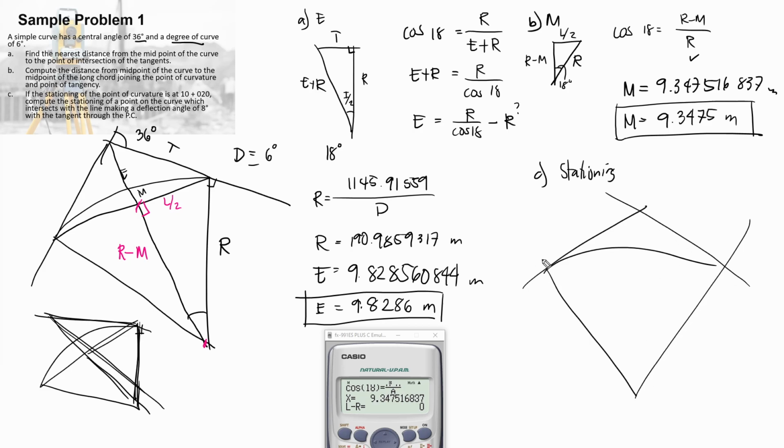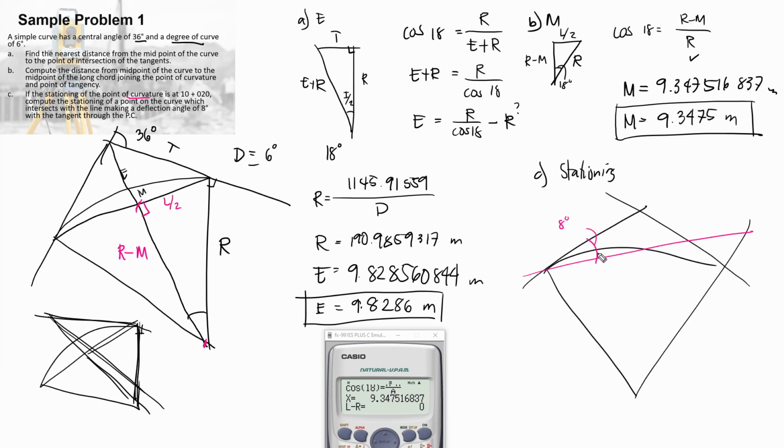Kasi yung parang kapag line, angle mula dito sa tangent. So, halimbawa, ito yung 8. Medyo exaggerate natin. Oh, ito yung 8 degrees. Ito yung deflection angle from dito sa tangent line na to, so sinabi na stationing sa point of curvature.